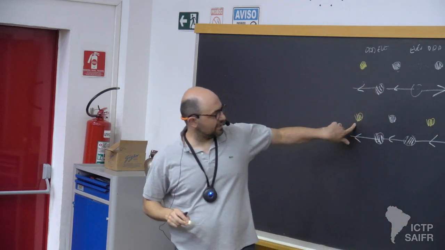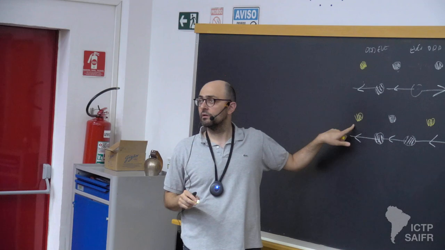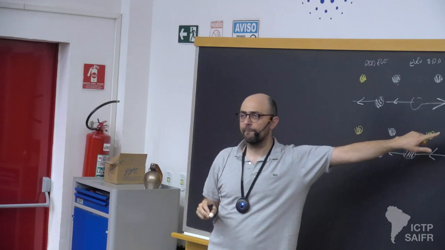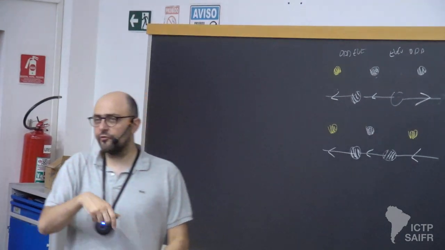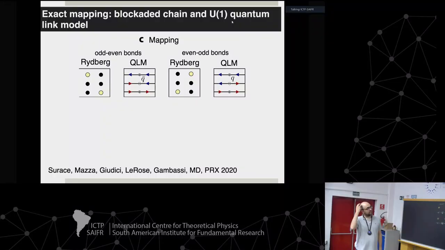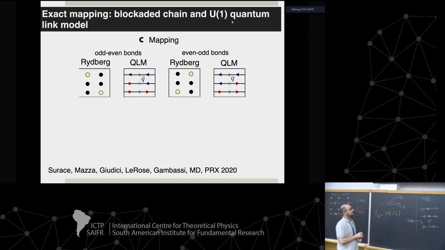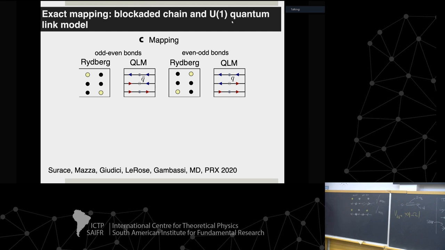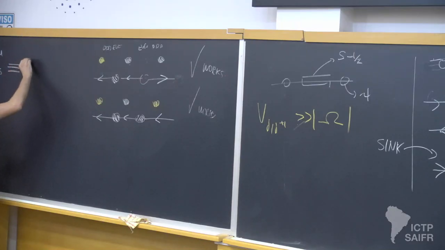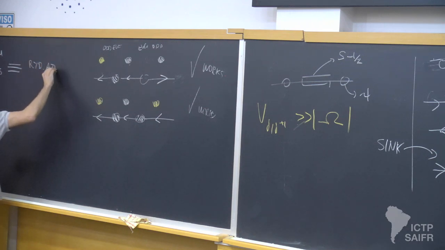The reason why it works is because here it's true that we have two Rydberg excitations, but they are not the nearest neighbors. Okay? They are next nearest neighbors. And you can do this for all the possible combinations of these 9 states. Once you do it, you find out that actually there is a perfect correspondence. This is nice because it's telling us that the Hilbert space of our quantum link model is exactly equivalent to the Hilbert space of Rydberg atoms plus Rydberg blockade at the nearest neighbor.